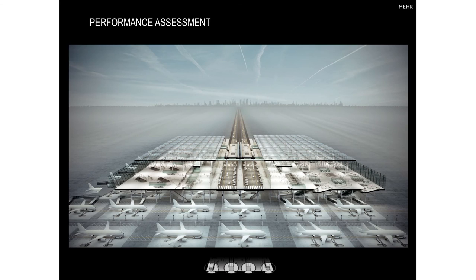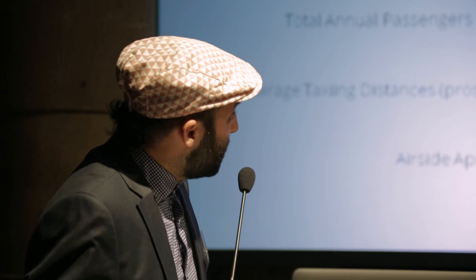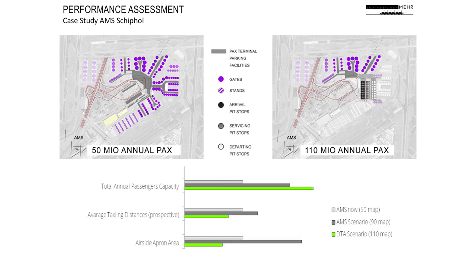So I get to the performance assessment, because I also handed in a proposal to the UK Airports Commission, and if you're interested, you can look at all this stuff online in more detail. Performance assessment: I can, as you see, wipe out half of the infrastructure of Amsterdam while doubling the annual passenger numbers.